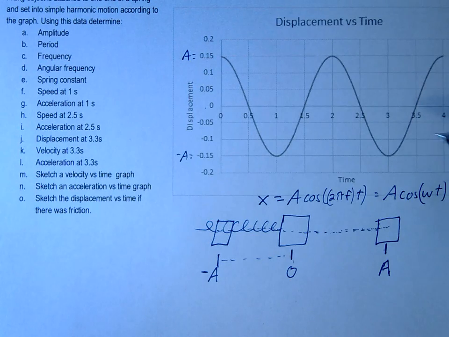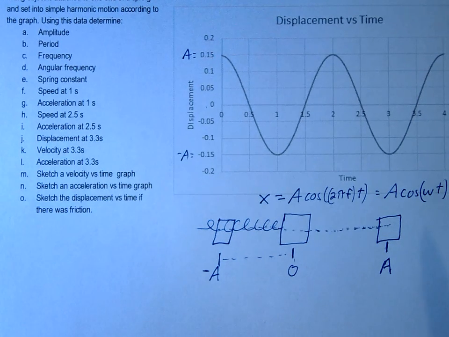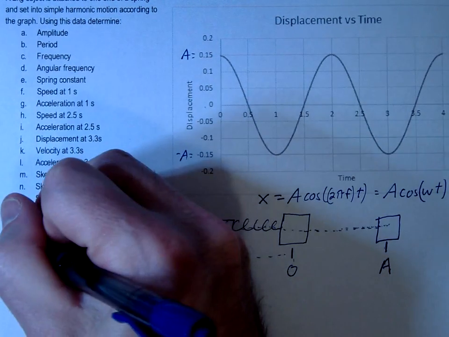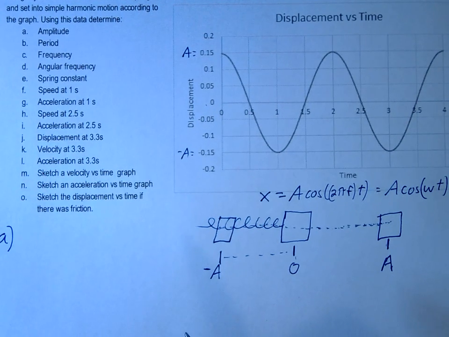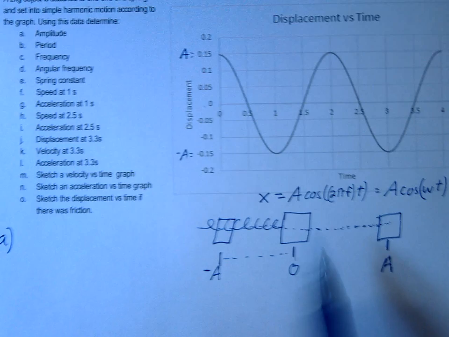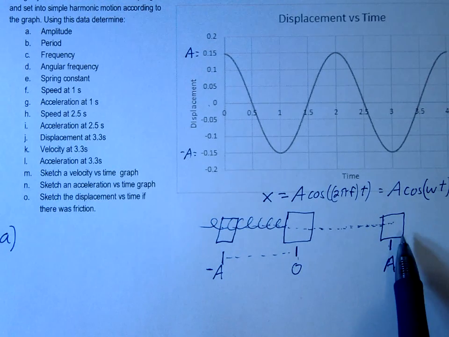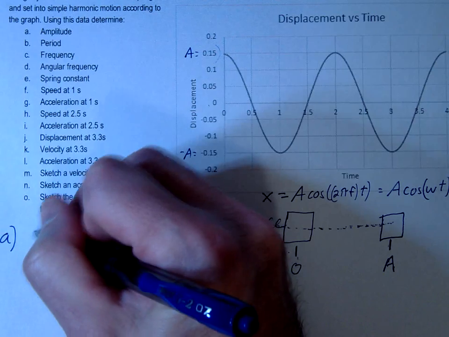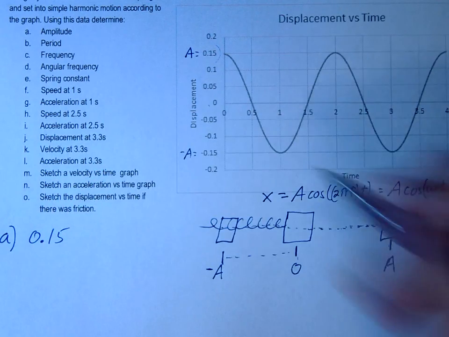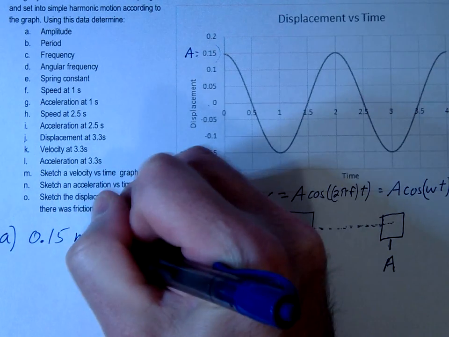So let's just go through some of these, and we'll stop and review as we go. Actually, we already talked about a few of these. The first thing is the amplitude. Well, that would be the max distance that it travels, right? And so we already figured that out. That would be 0.15. We don't have the units here. These are going to be meters.